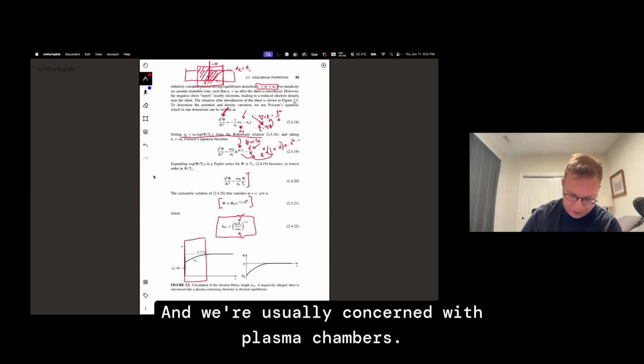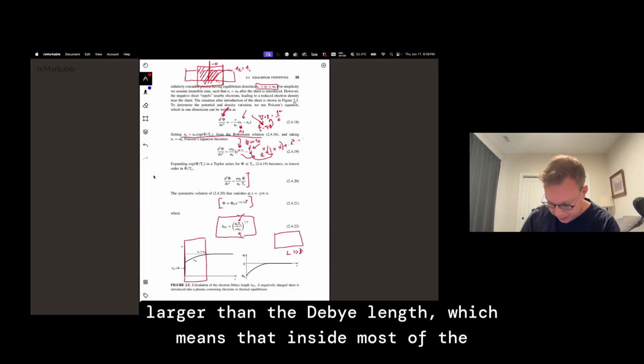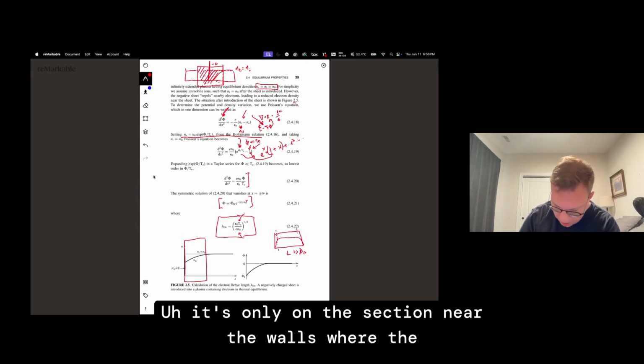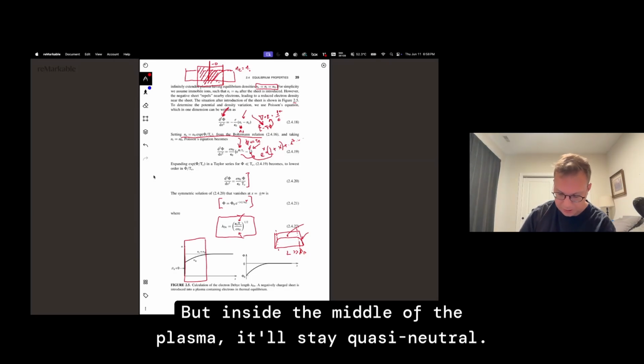And we're usually concerned with plasma chambers. So if this is my plasma chamber that has a length L, it'll be much larger than the Debye length, which means that inside most of the plasma here, it'll be quasi-neutral. It's only in the section near the walls where the quasi-neutrality breaks. But inside the middle of the plasma, it'll stay quasi-neutral.